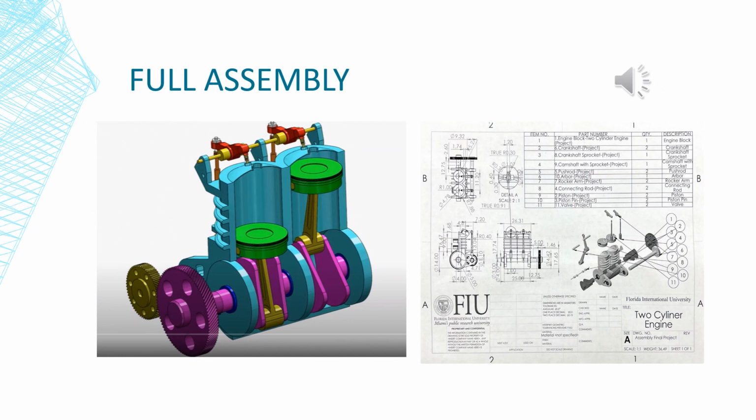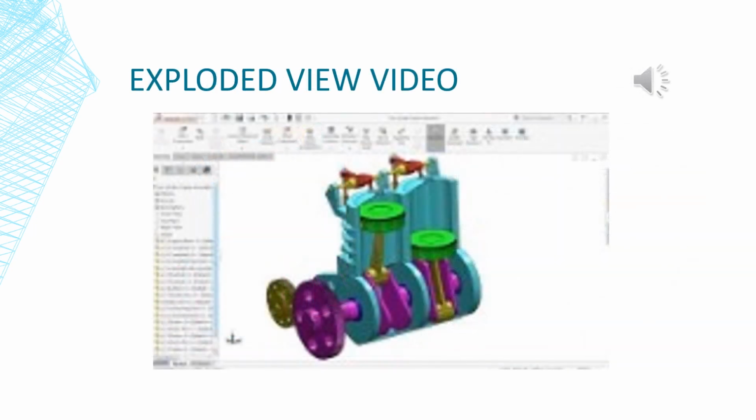Here in the slide, we can see the full assembly of our two-cylinder engine. Next to the photo of the full assembly, we have the drawing for the assembly that showcases all the different parts that we have previously discussed in this presentation. This video shows the exploded version of the assembly. The engine is taken apart and you can see each part of the assembly individually.